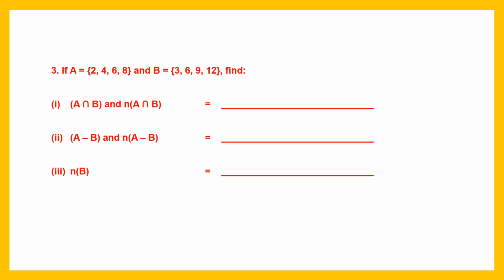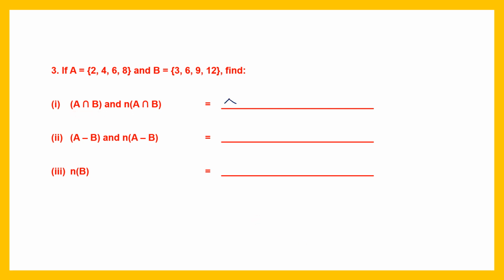Question 3. If A is equal to 2, 4, 6, 8 and B is equal to 3, 6, 9, 12, we have to find a few things. A intersection B and the cardinal number of A intersection B, then A minus B and the cardinal number of A minus B, and the cardinal number of set B. So let's begin first by finding A intersection B.